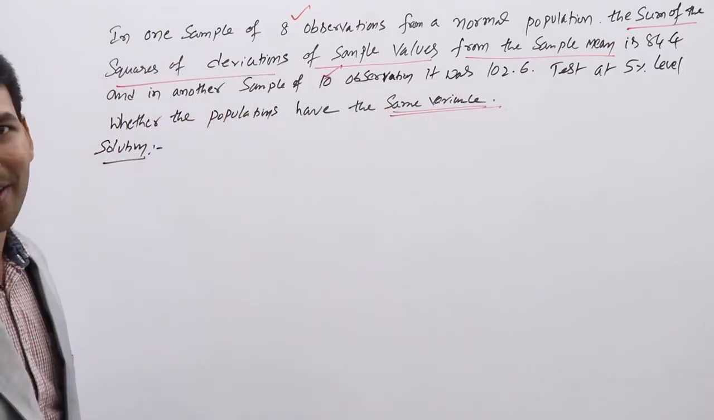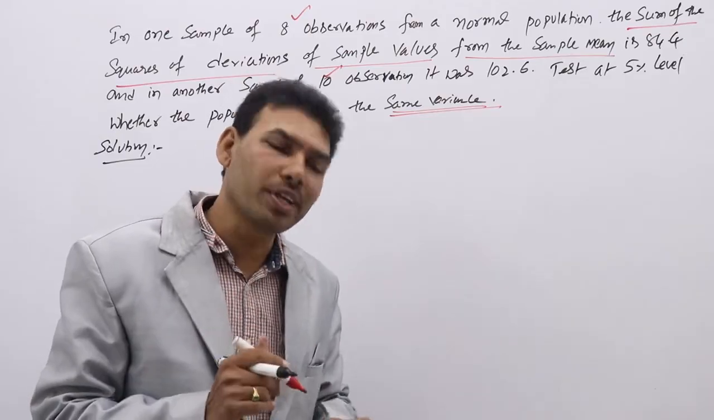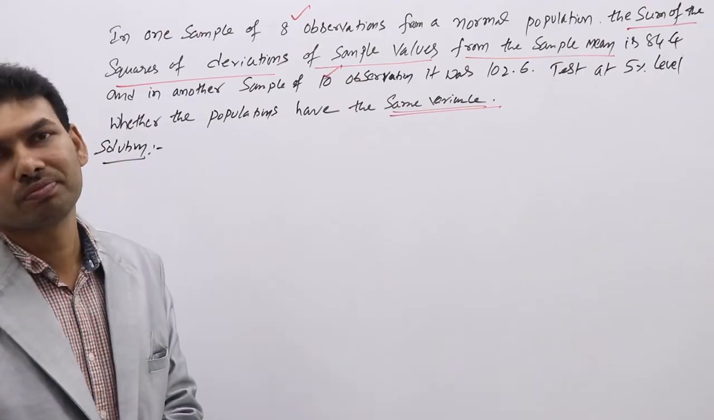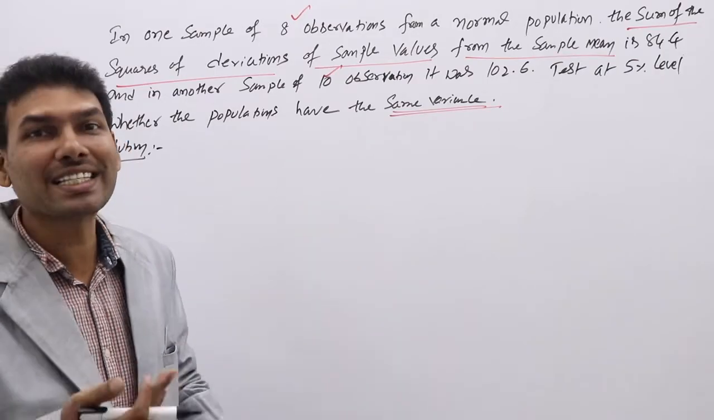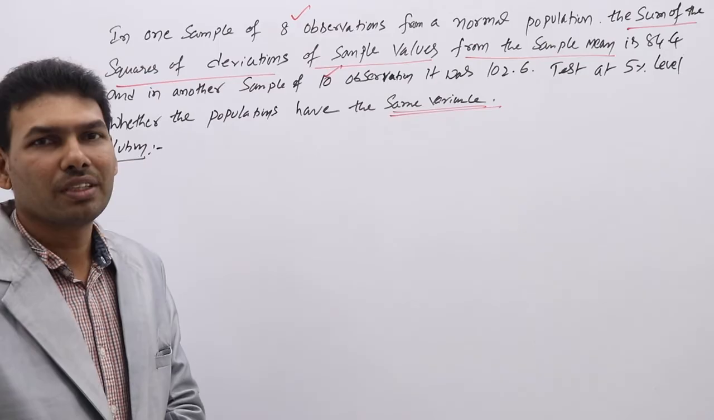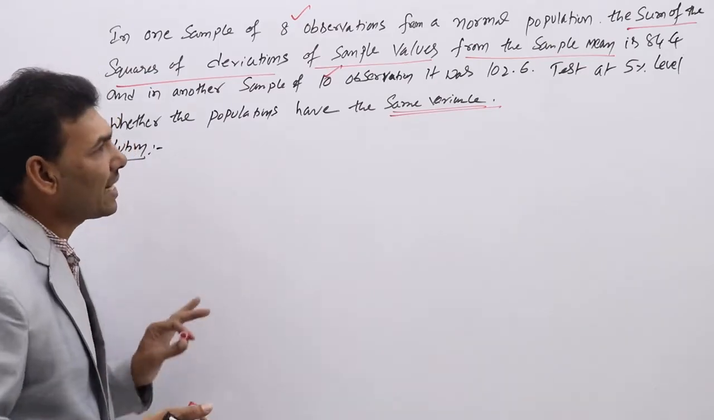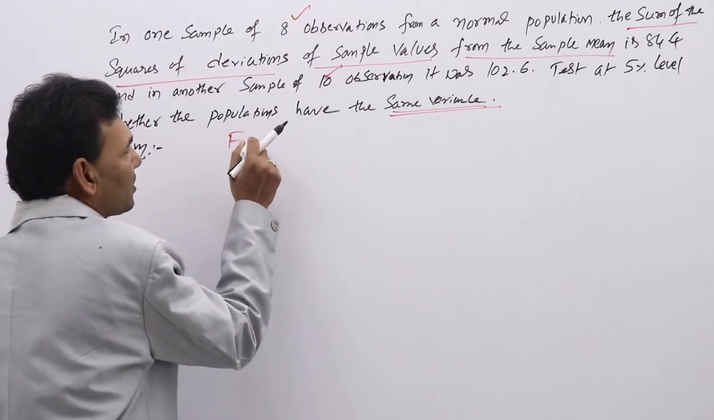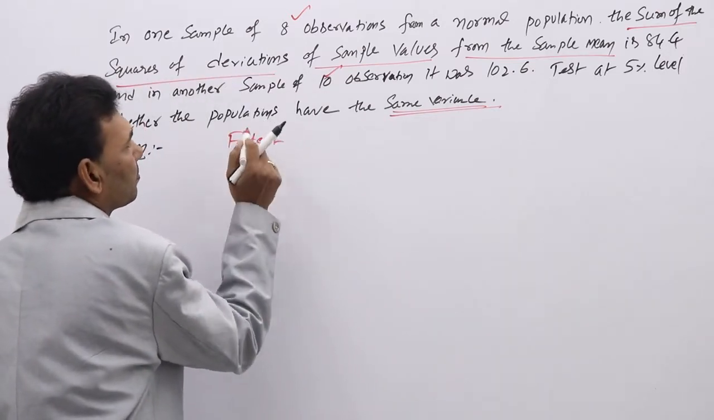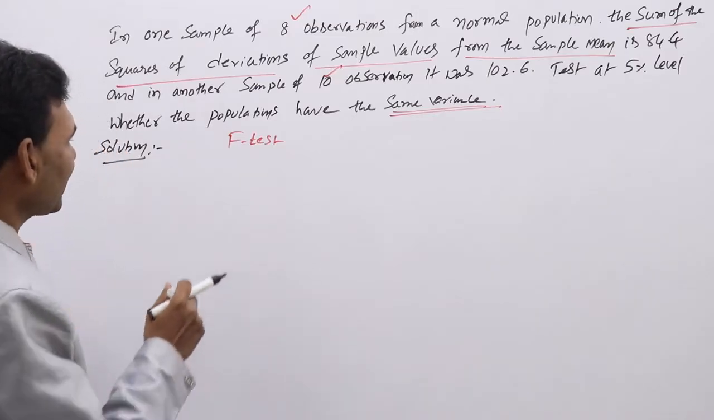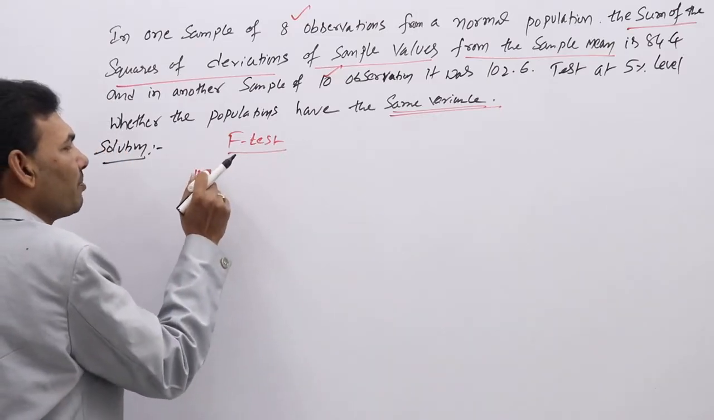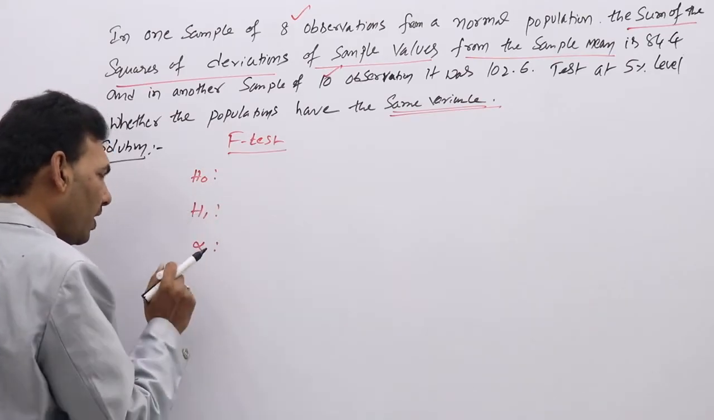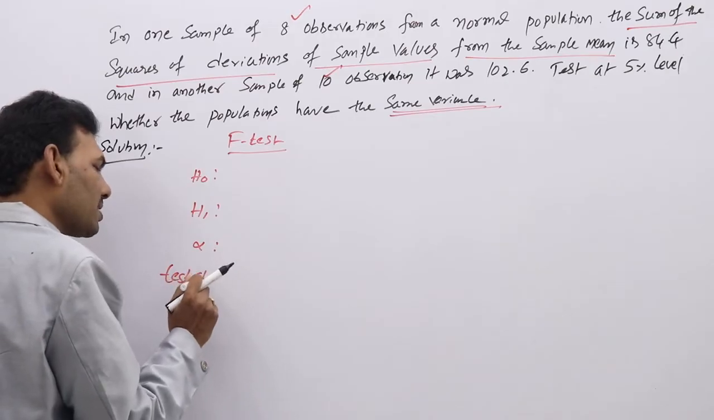So in the question itself, it is very clear we need to test whether the two samples have same variance or not. They came from the population which has same variance. So it is decided variance test. We call variance test as F test. In any test, these steps are similar: writing H naught, writing H1, writing alpha, and test statistic.